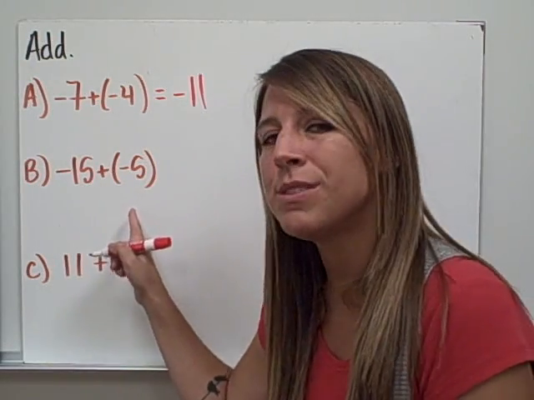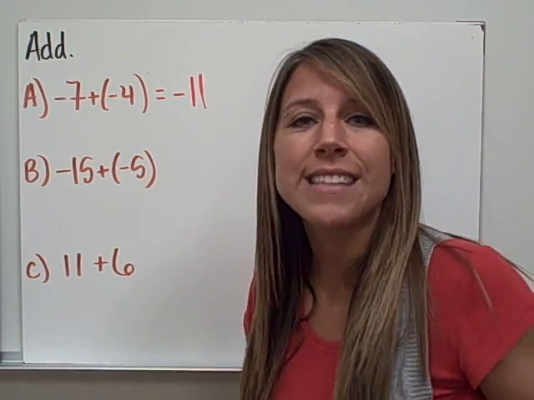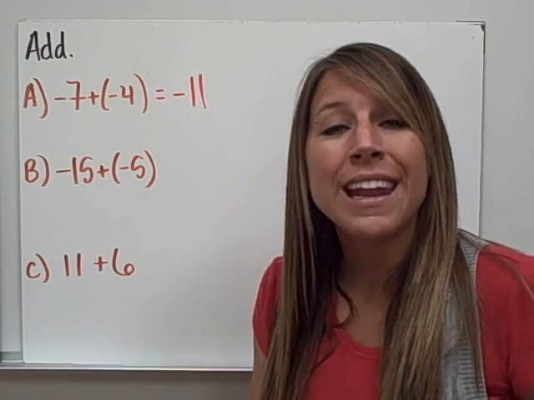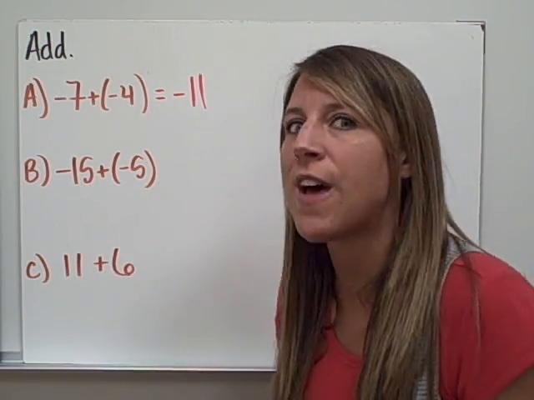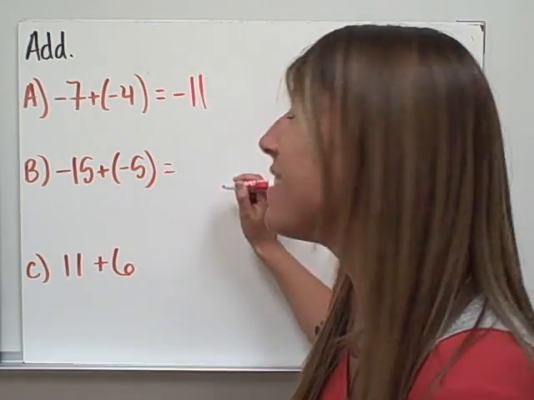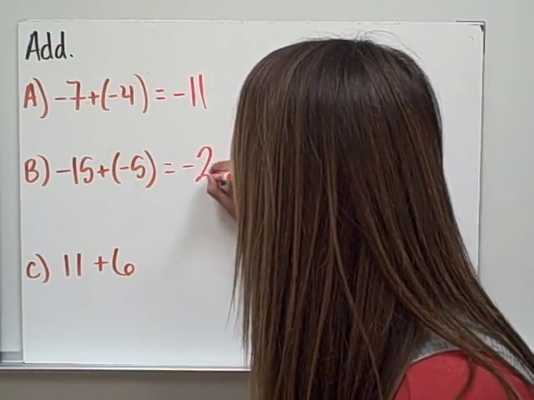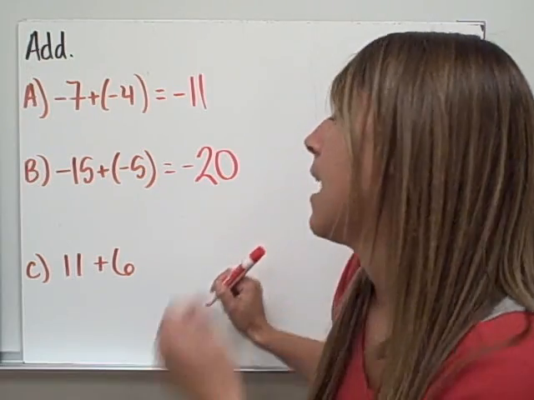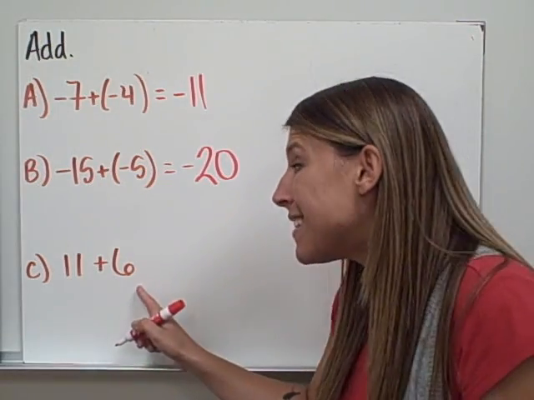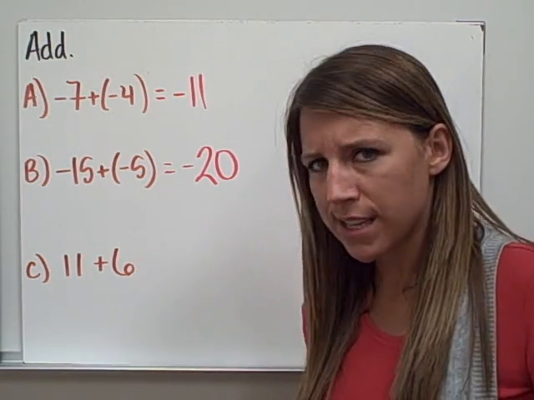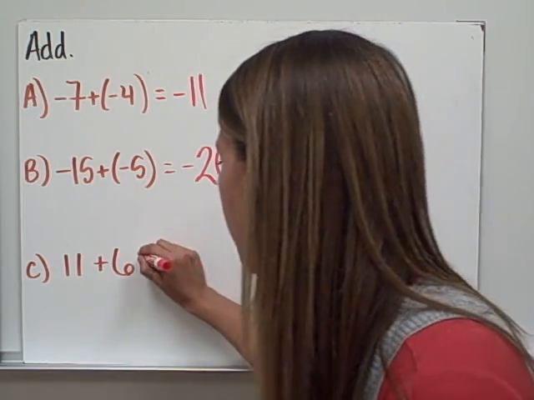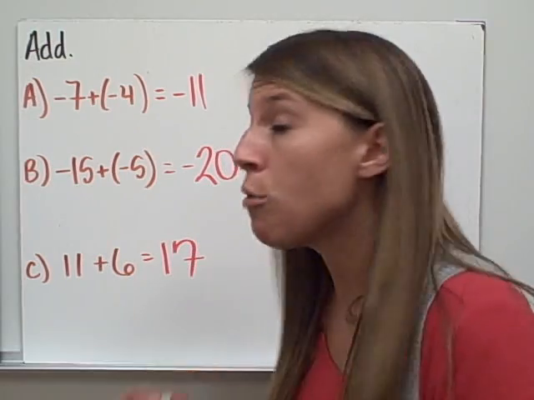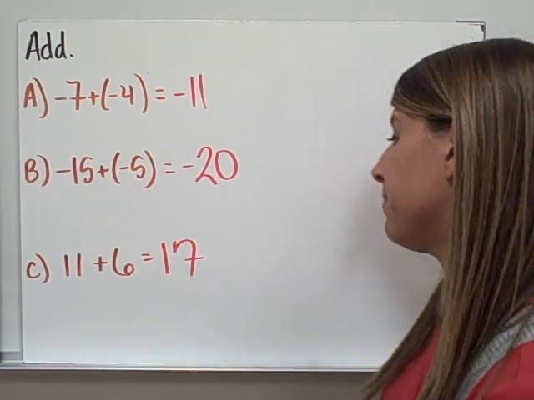Negative 15 plus negative 5. Again, signs are the same. Add and keep the sign. So negative 15 plus negative 5. Well, 15 plus 5 is 20. And so since they're both negative, then that must mean my answer is negative 20. And then we have 11 plus 6. Well, they're both positive. So I just add 11 plus 6. I get 17. Nothing tricky here. They're both positive, so my answer is positive.